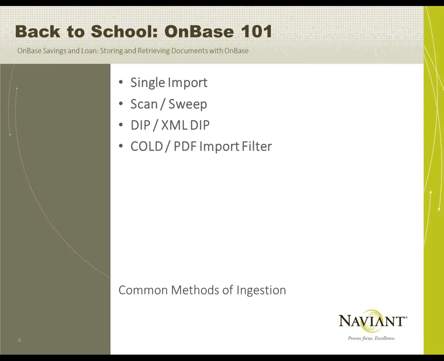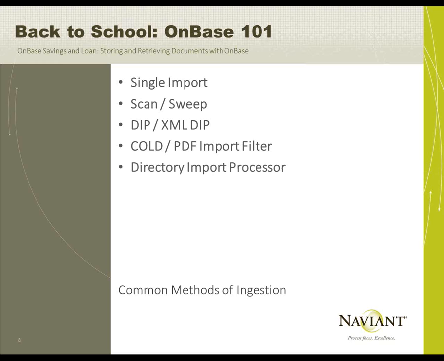We're going to talk a little bit about the COLD processor and its PDF import filter. This allows you to bring in large text documents and split them out into logical reports of maybe a few to a few hundred pages in size, from text files that are thousands, hundreds of thousands of pages long. It's a pretty powerful module. And then also the directory import processor.